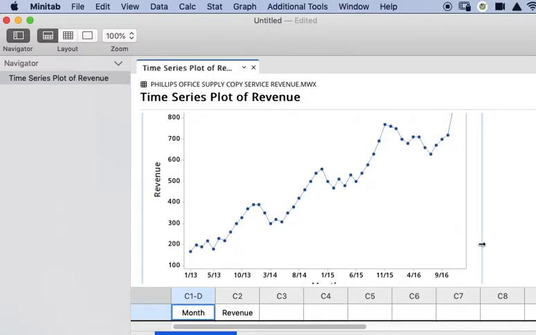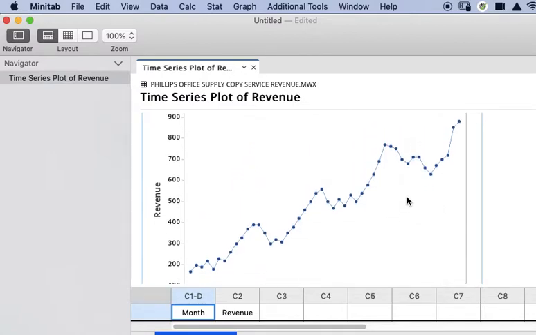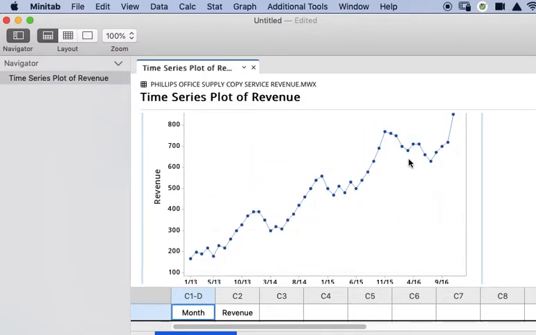So we can see that the overall trend is that sales are increasing. So that's a good thing for the company. You want to see an overall pattern of increasing sales. I can also see, though, that there are some spots where it's going down.